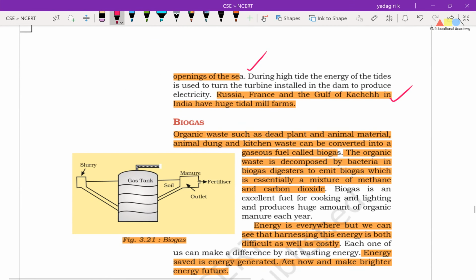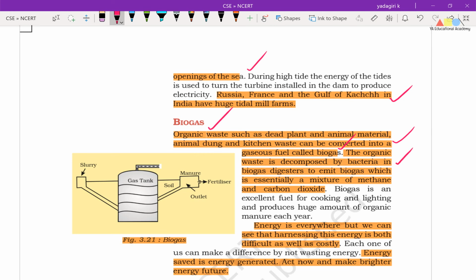Right friends, similarly the biogas. Friends, organic waste such as dead plant and animal material and animal dung and kitchen waste can be converted into a gaseous fuel called biogas. So basically it uses the waste organic material.